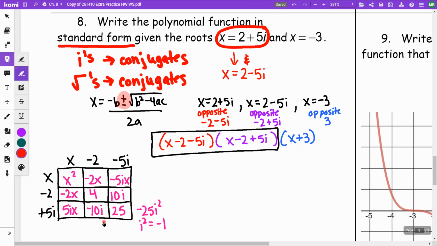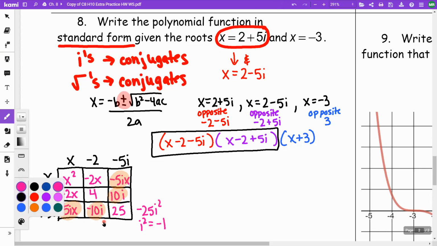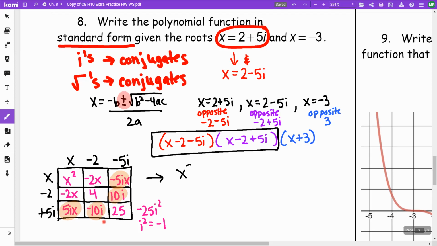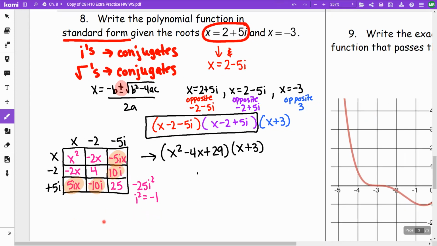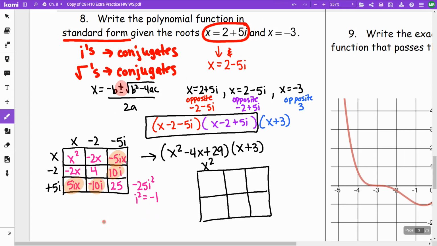So again, what's going to cancel out? This is going to cancel with this. This is going to cancel with this. And I am going to be left with x squared minus 4x plus 29, which is going to be multiplying with x plus 3. And I'm going to do this, which is going to be a 3 by 2. So I have my x squared minus 4x plus 29. I have my x plus 3.